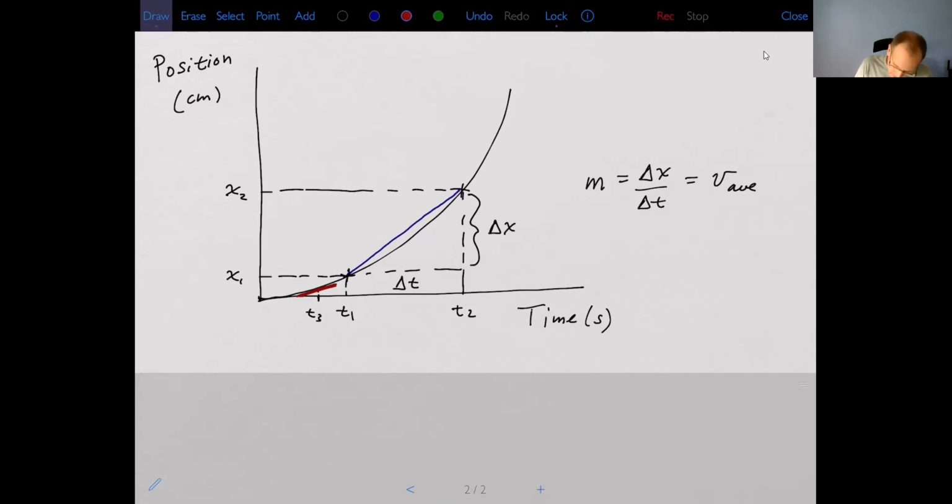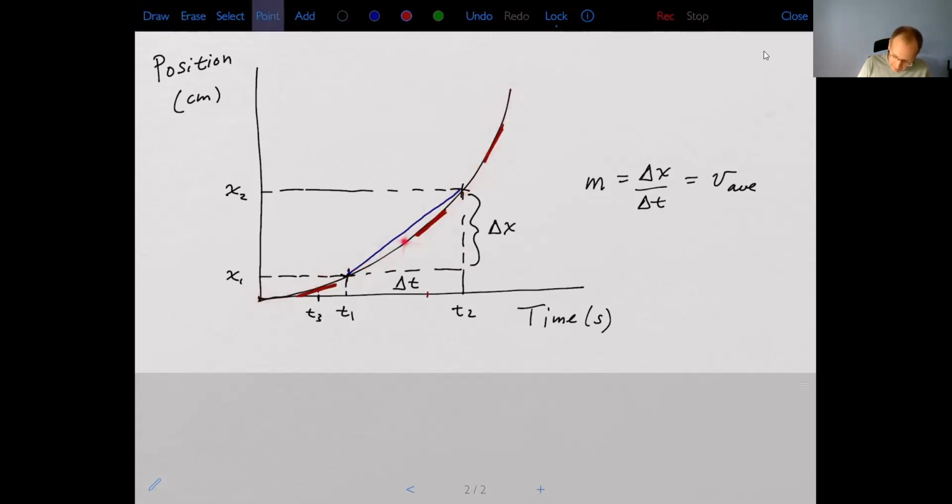If I want to know it, say at this point right here, I would go to the curve, draw a tangent line, and the slope of that tangent line represents the velocity at that instant. If I want to know it here, I draw a tangent line, and the slope represents the instantaneous velocity at that instant.